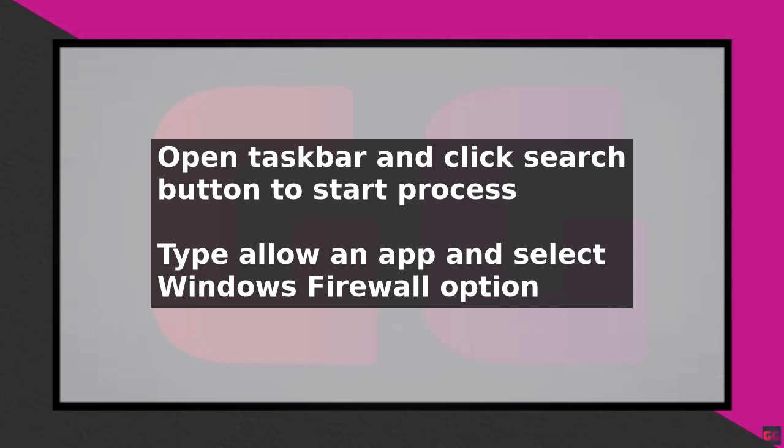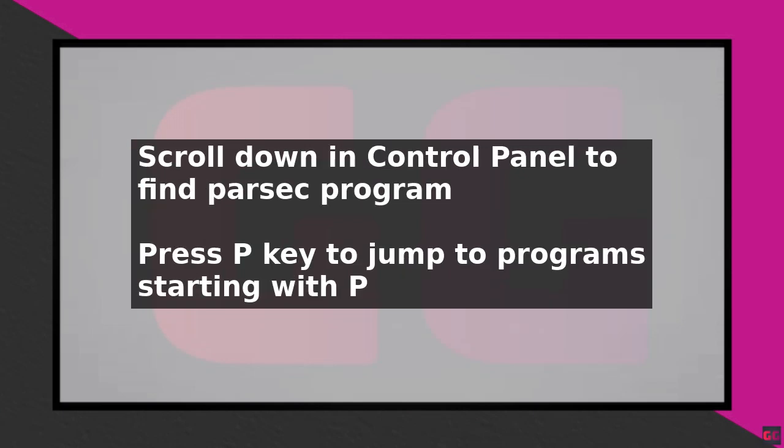Scroll down and find Parsec, or press the P key on your keyboard to jump to programs that start with P. Select Parsec and click Change Settings. Then enter your admin PIN if prompted. Check the boxes for Private and Public to allow Parsec on both networks.